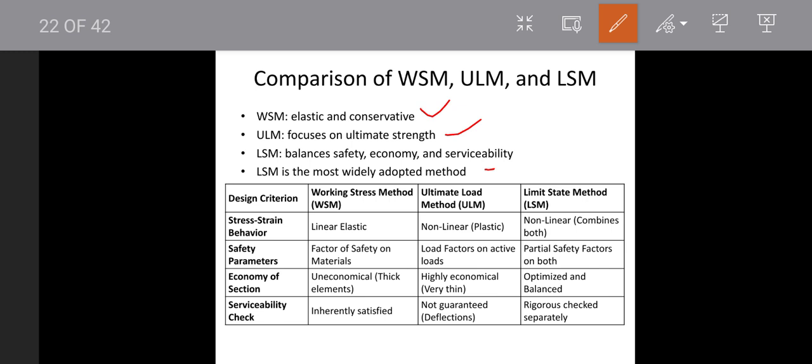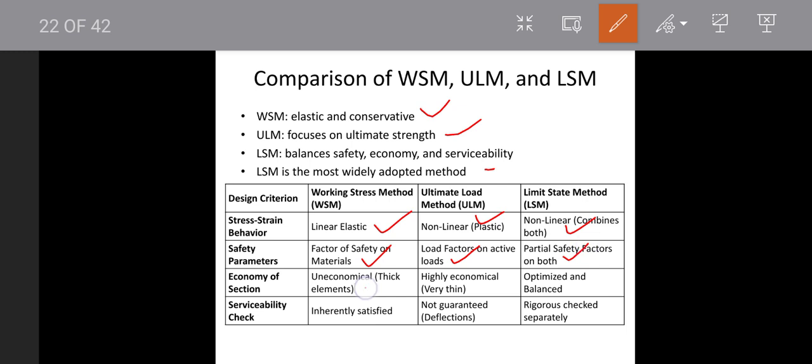For stress strain behavior, in the working stress method we consider only the linear elastic range, but in the ultimate load method we consider the plastic. In the limit state method, we consider both the elasticity and plasticity conditions. Safety parameters: in the working stress method the factor of safety is used only for materials. In the ultimate load method, load factors are used for loads alone. In the limit state method we use the partial safety factor for both the load and the material.